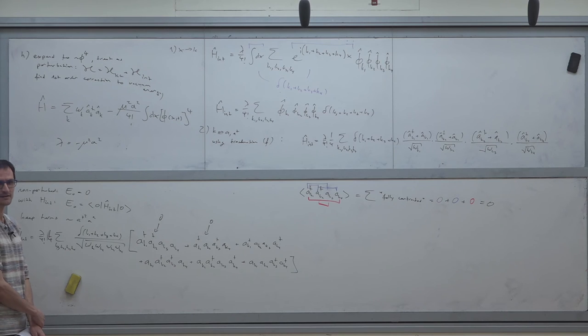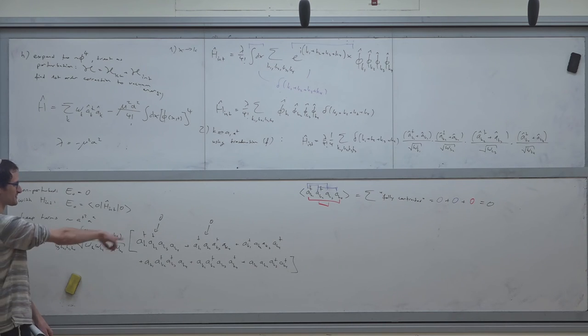That was an A dagger acting on the vacuum, so you can't use the trick. So let's try Wick. Is it zero or non-zero? Oh, that's getting complicated. We're only on the first of four. We have three more after that. Come on.